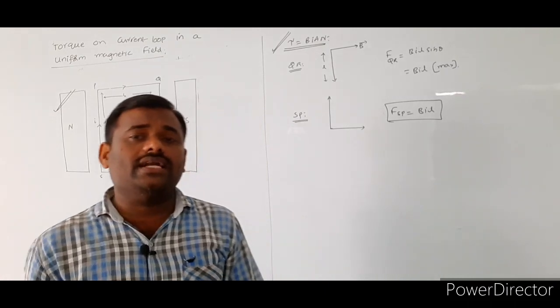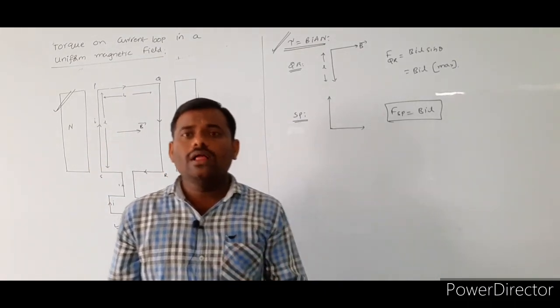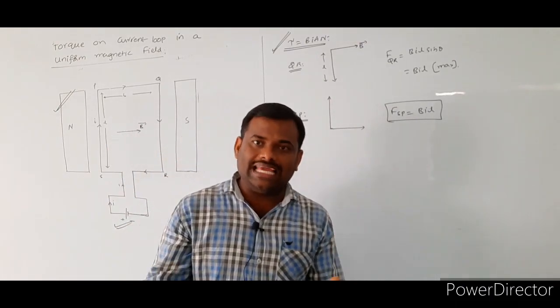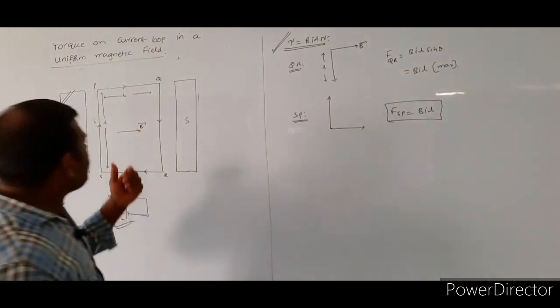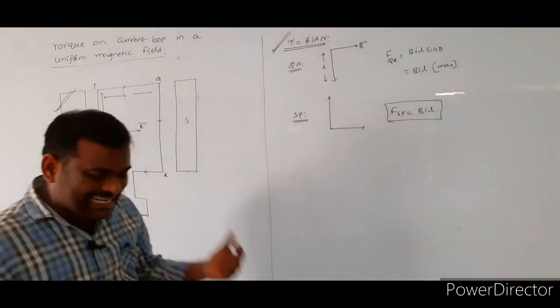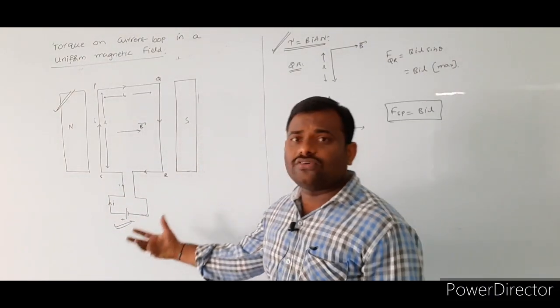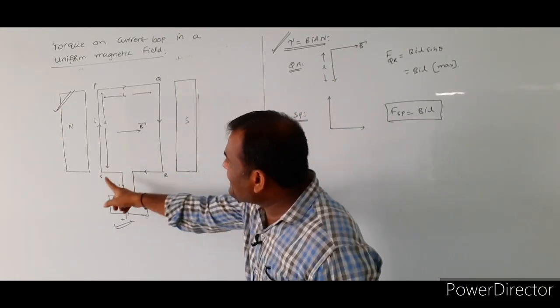How can we define the torque? Torque is equal to force into the perpendicular distance of separation between the two forces acting at the ends of the conductor. Now I want to calculate the direction of the force. I want to know the direction of the force which is acting on the sides QR as well as SP.